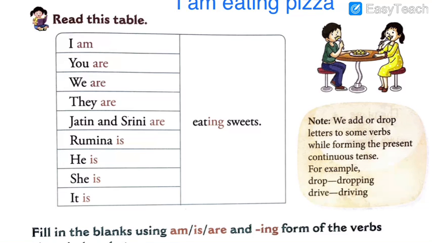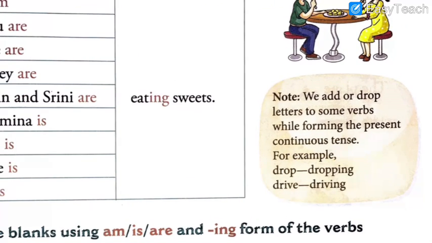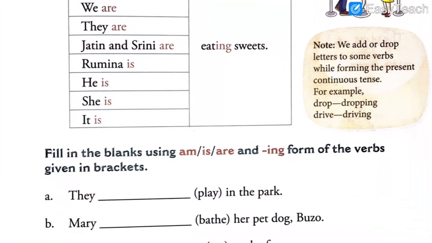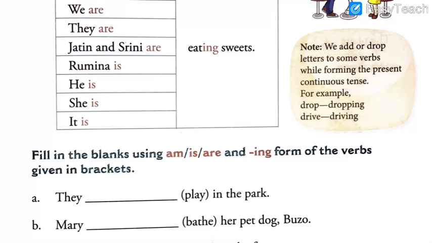Now sometimes, my dear students, to form the continuous tense, we add or drop letters to form the verb. For some verbs, while forming the present continuous tense, the examples are given. Drop becomes dropping, not just by adding ing but also by adding p. Similarly, drive becomes driving by replacing e with i and then adding ing, driving. So this happens only with practice, and that is why I have been telling you since the beginning that grammar is a subject of practice and not just copying down the answers.